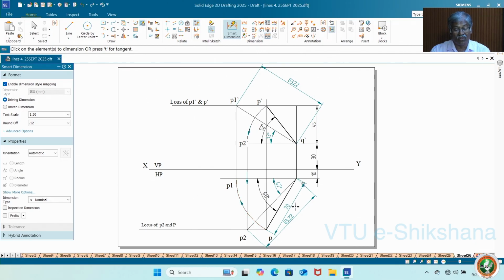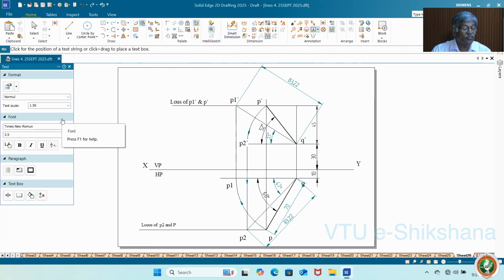Okay, so let me identify the parameters which are required as per the question. So let me keep true length equal to 83.22 mm.